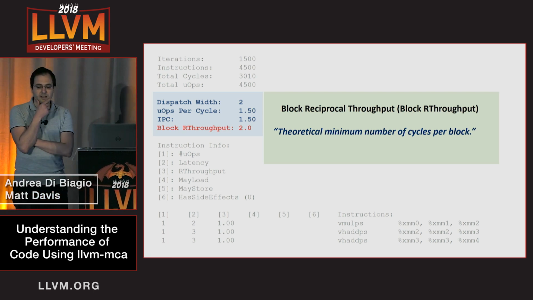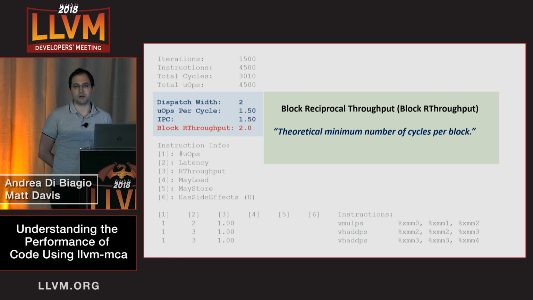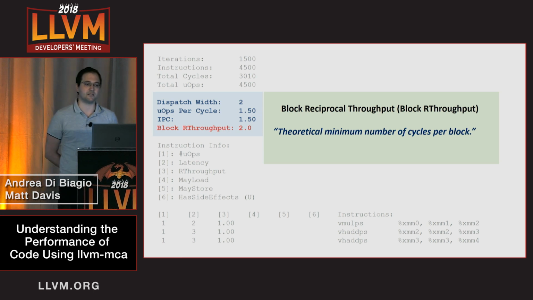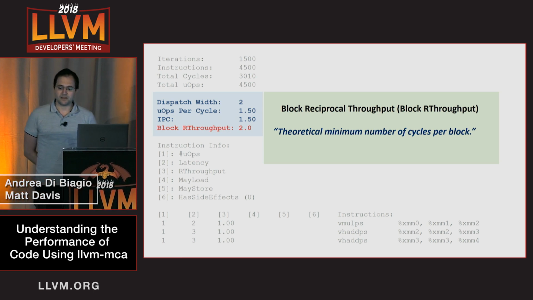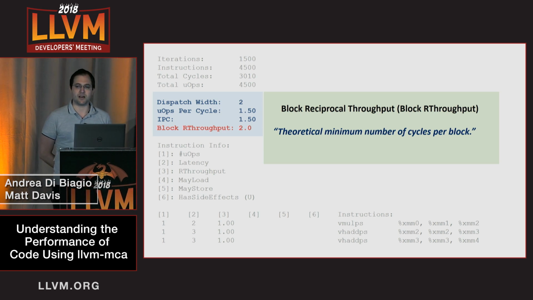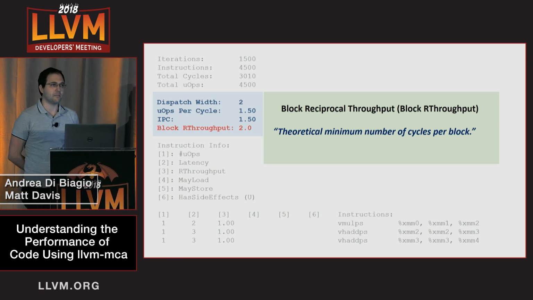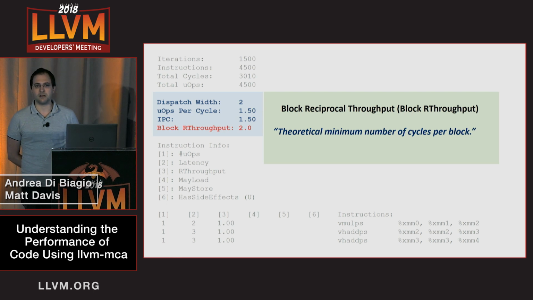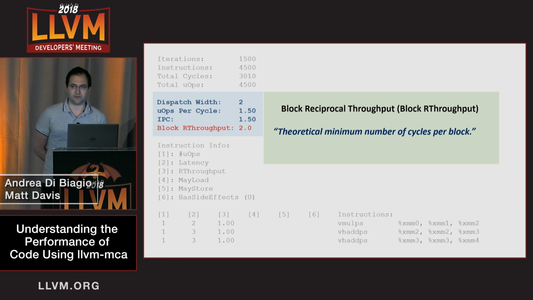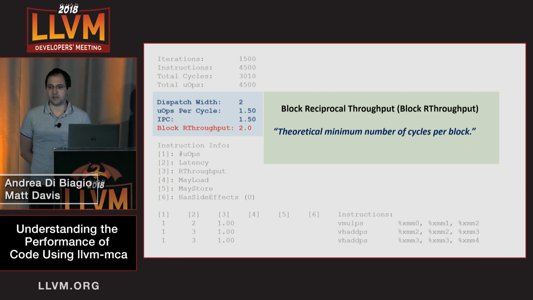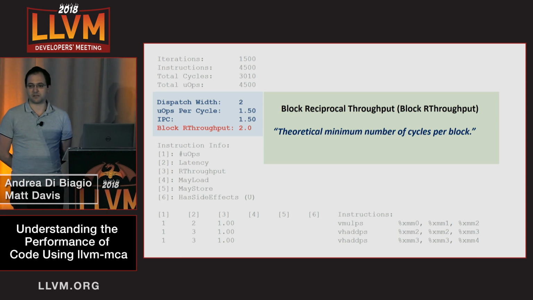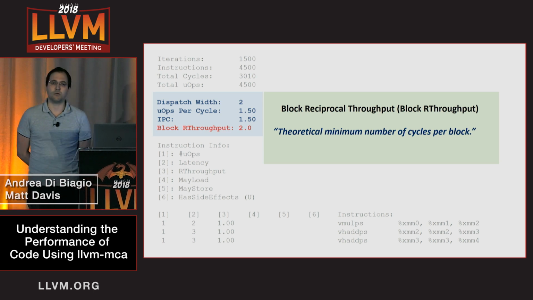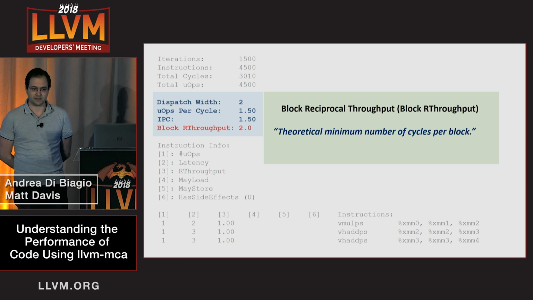It's essentially like a number of cycles per block, where block is the input that we provided to MCA. In this case, we define it as a theoretical minimum number of cycles. The reason why it's a theoretical minimum is because when we compute this quantity, we don't take into account data dependencies. So the only thing that we account for in this formula are the dispatch width, the availability of hardware resources on the target CPU, and what resources are effectively consumed by instructions.